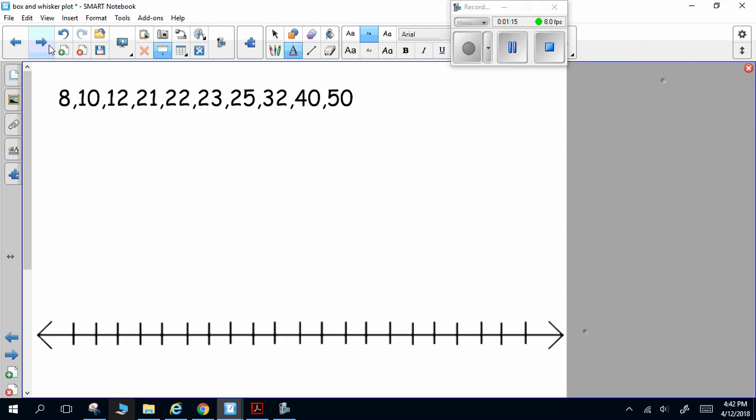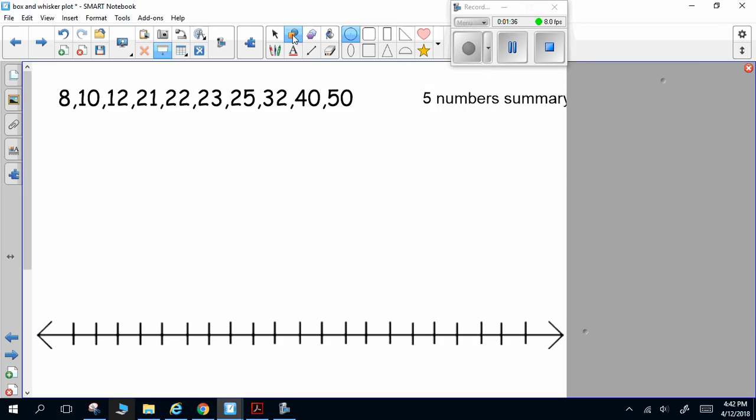The second thing we're going to do is once our data is in ascending order, we're going to find the 5-number summary. So we are looking for 5 key numbers that will help me to identify things about this data. So we're looking for the 5-number summary. So the 5-number summary, you're going to do it differently.